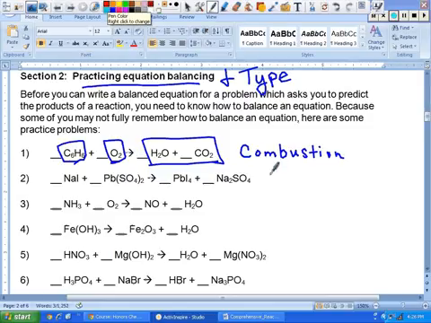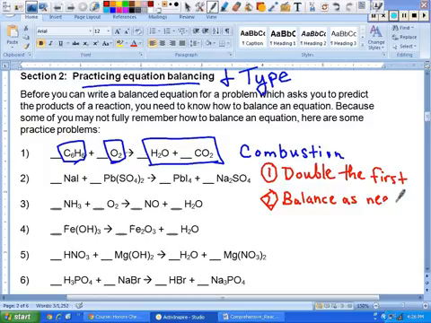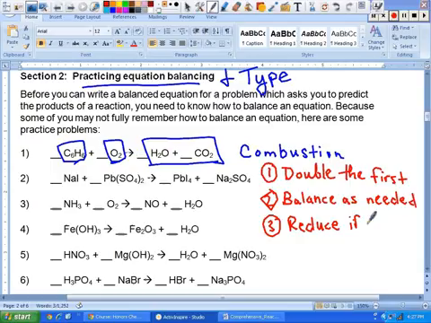And it's double the first. Balance as needed. And then the final thing, after you have balanced, make sure you can do this to all the terms in the coefficients, because if you can't do it by all of them, you can't do it at all, and that is reduce if you can. Okay? Reduce if you can. So let's try to balance this one.